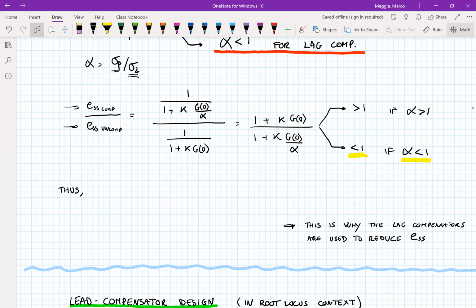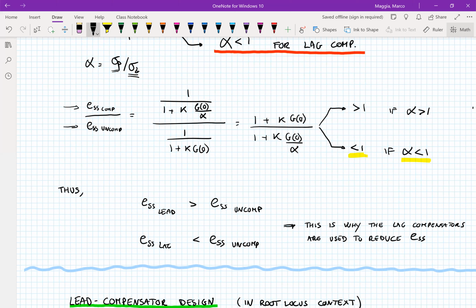So let me summarize it here. The steady state error associated with the lead compensator is greater than the steady state error associated with the uncompensated system. And the steady state error associated with the lag compensator is less than the steady state error associated with the uncompensated system. And this is exactly why we choose the lag compensator in order to meet the requirements in terms of steady state error.